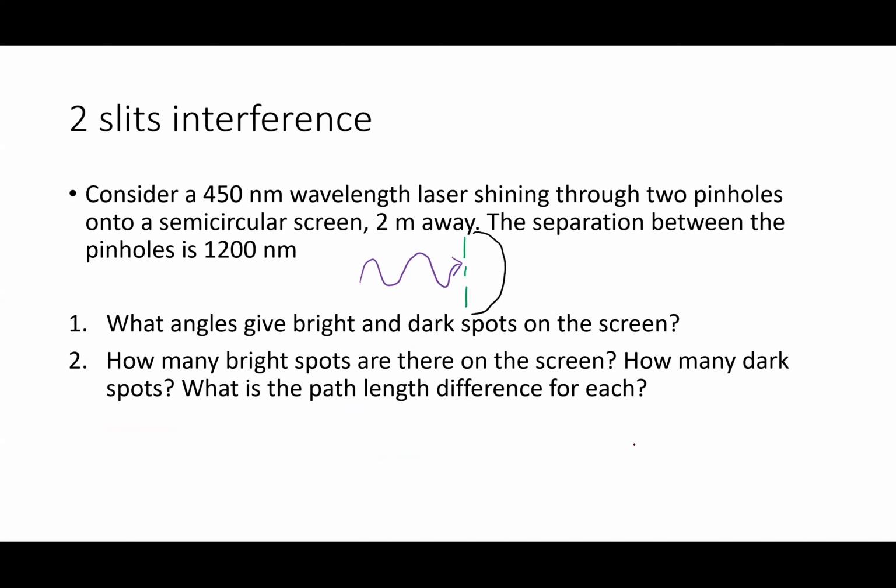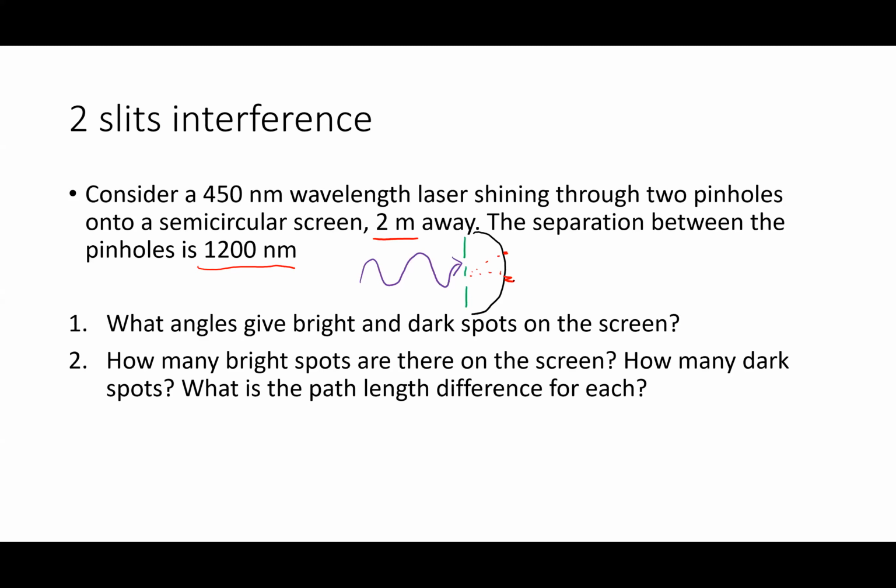So the example we had was a laser through 2 pinholes onto a screen, the screen being 2 meters away. So right away we can see that the distance to the screen is much bigger than the separation between the two holes. So I can use my equation pretty confidently. I made the equation semicircular, so we wouldn't have to worry about any kind of strange geometry to a flat screen, right? So I only have to really worry about the angles.